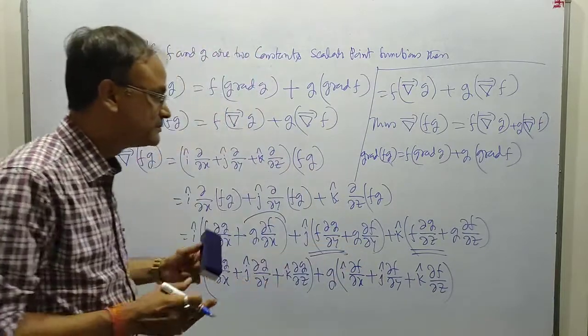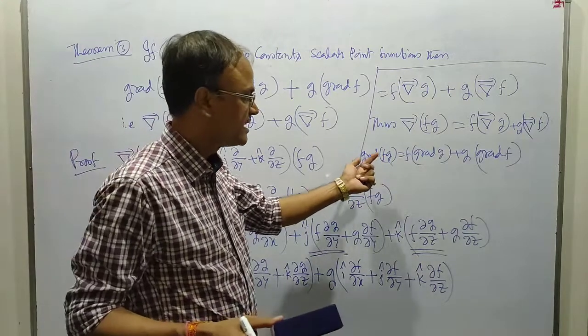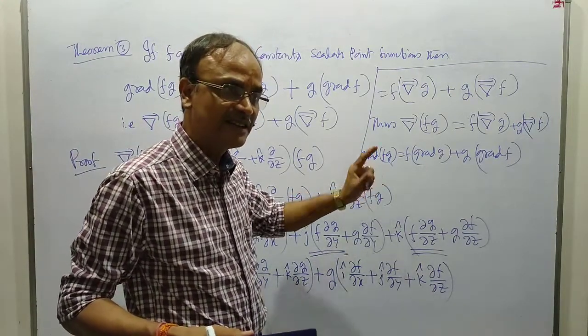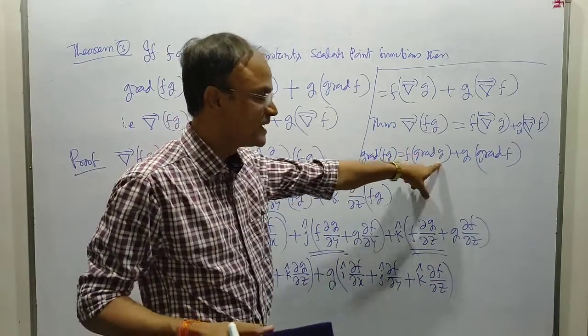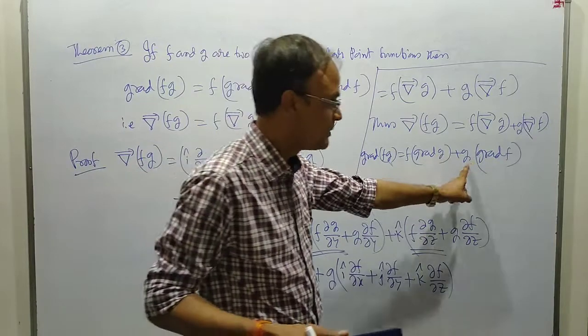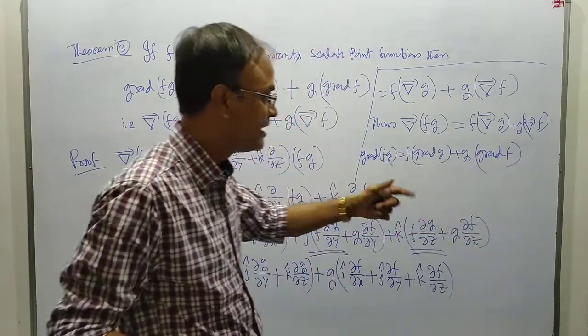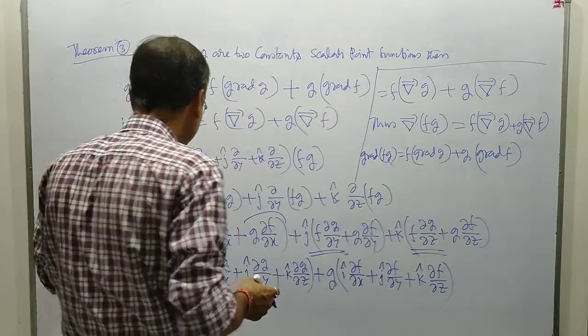Now, it is very easy. Just treat gradient as the differentiation: first function into differentiation of the second function, plus second function into differentiation of the first function. In place of differentiation, you may write gradient.